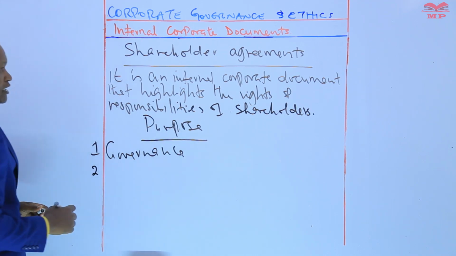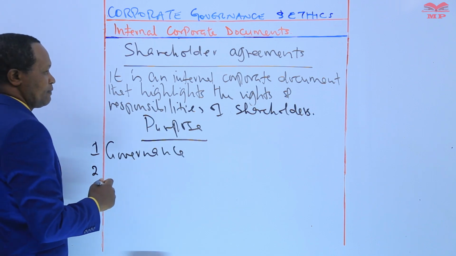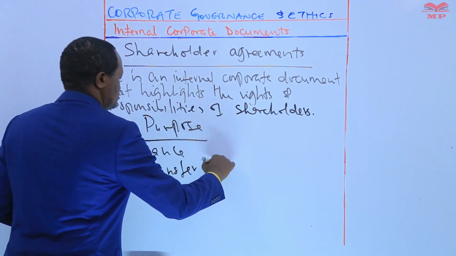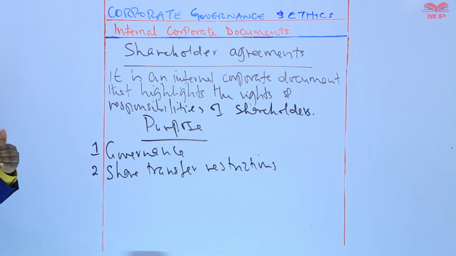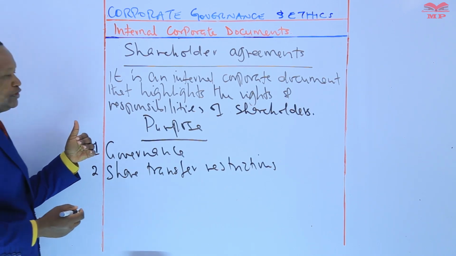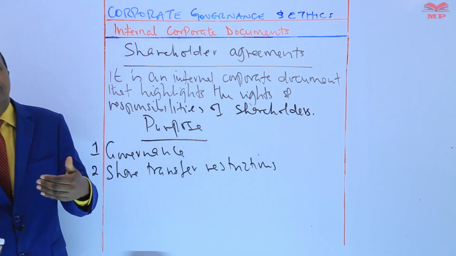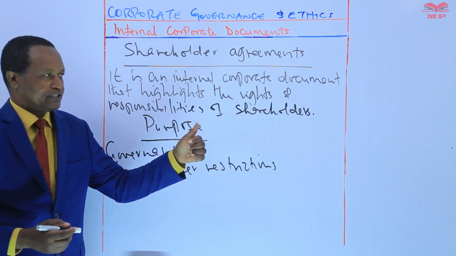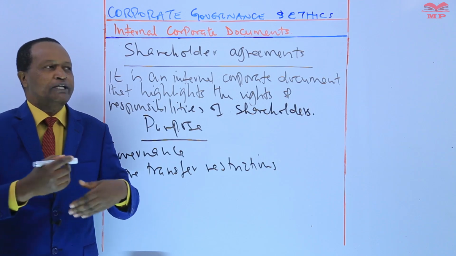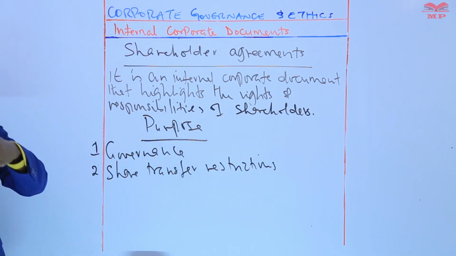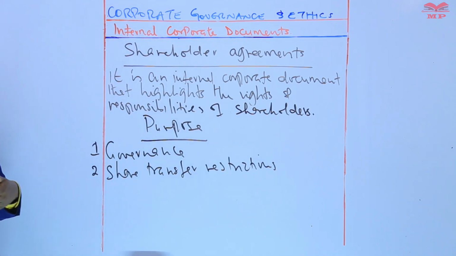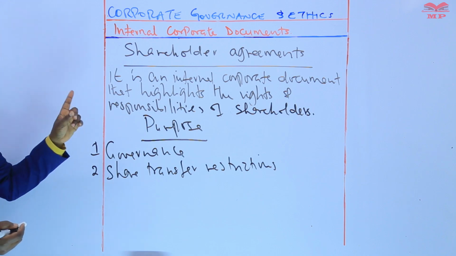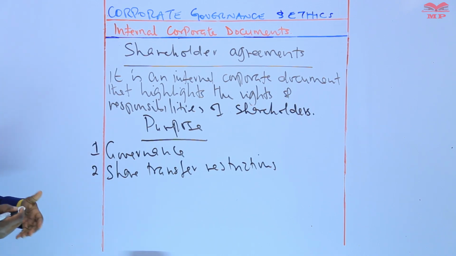The second purpose is in relation to share transfer restrictions. This document can include provisions restricting the transfer of shares to third parties, including what we call the preemption rights. That means giving existing shareholders the right of first refusal, or what we call the tag along and drag along rights. So the shareholder agreement can include provisions for share transfer restrictions.